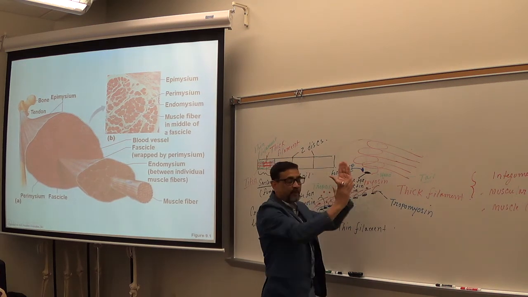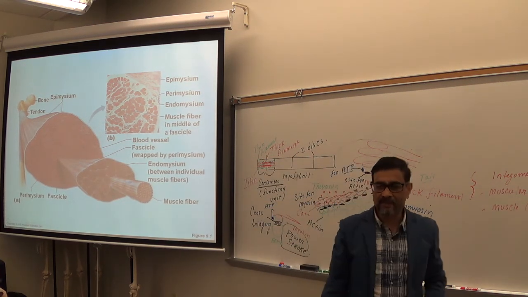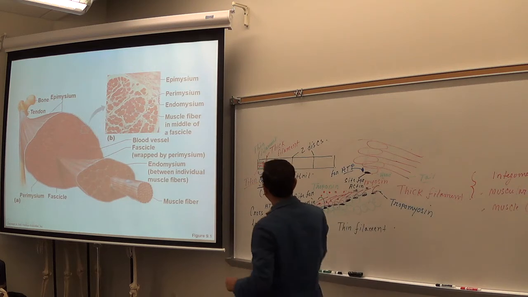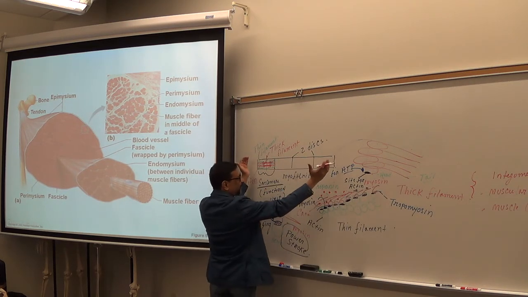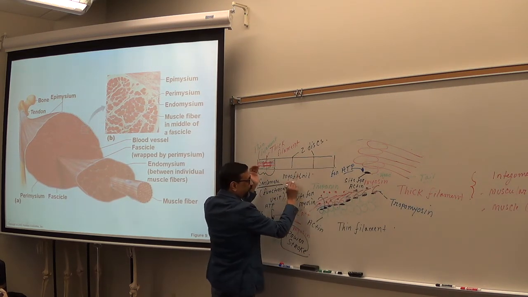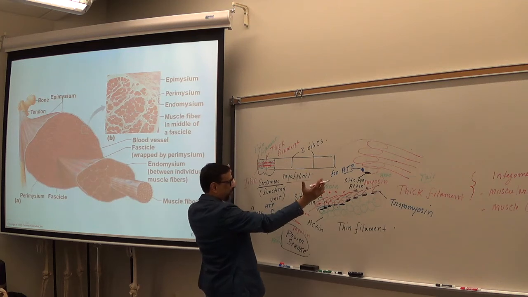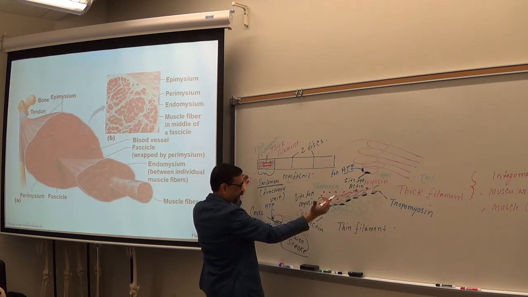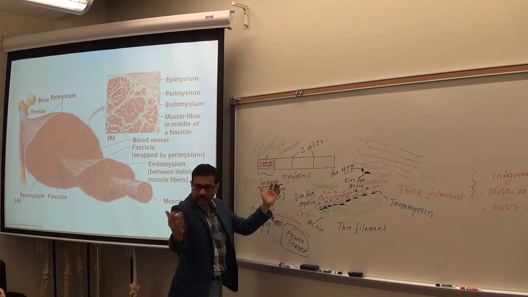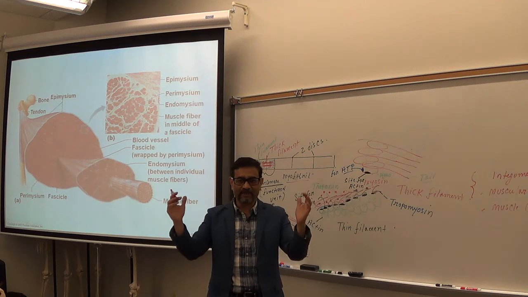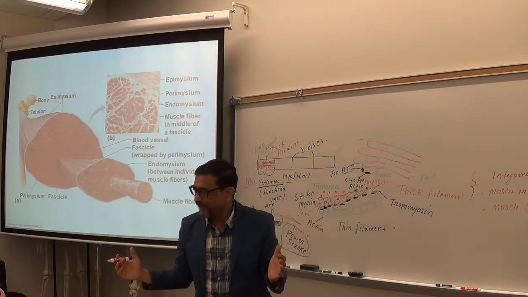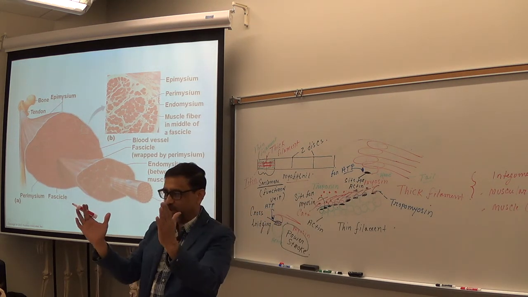Shortening of all sarcomeres will occur at the same time, as I mentioned, right? So that will cause the shortening of the myofibril. When all myofibrils get short, the muscle fiber will get short. When all muscle fibers get short, fascicles will get short, right? When all fascicles get short, the whole muscle will get short.